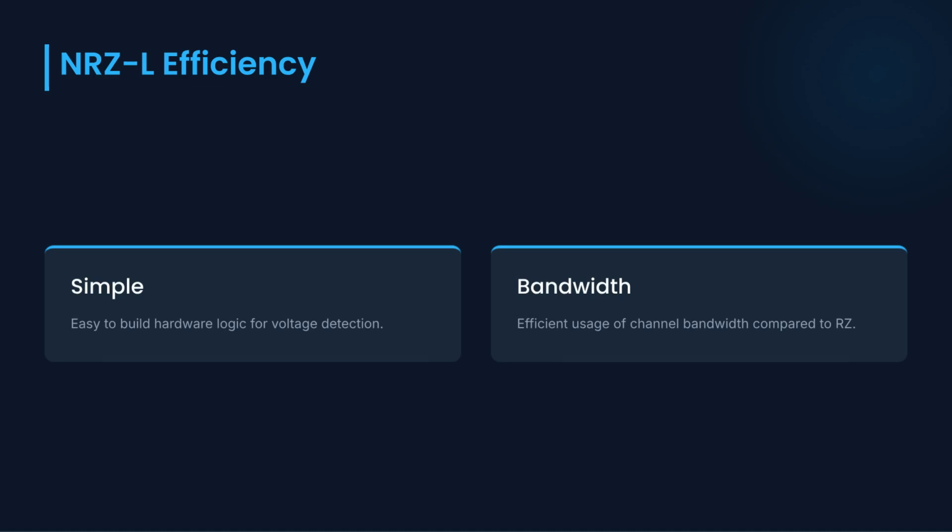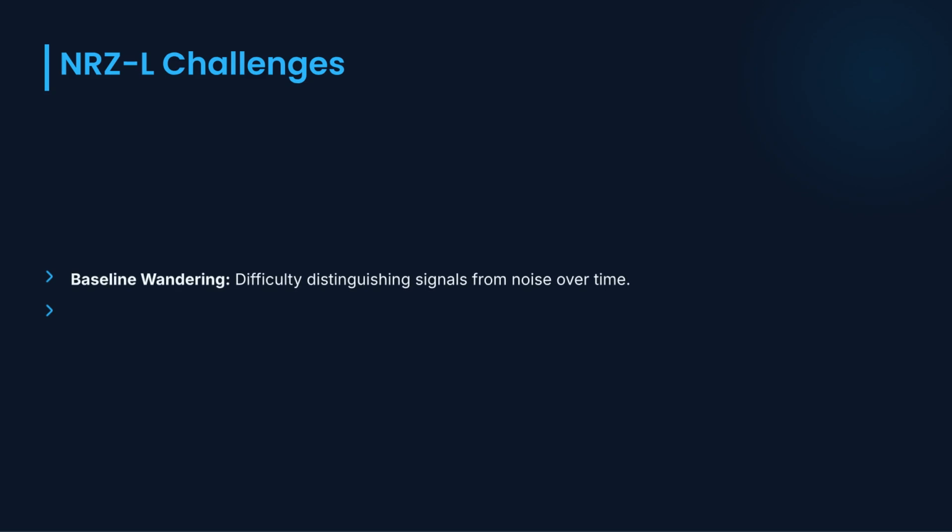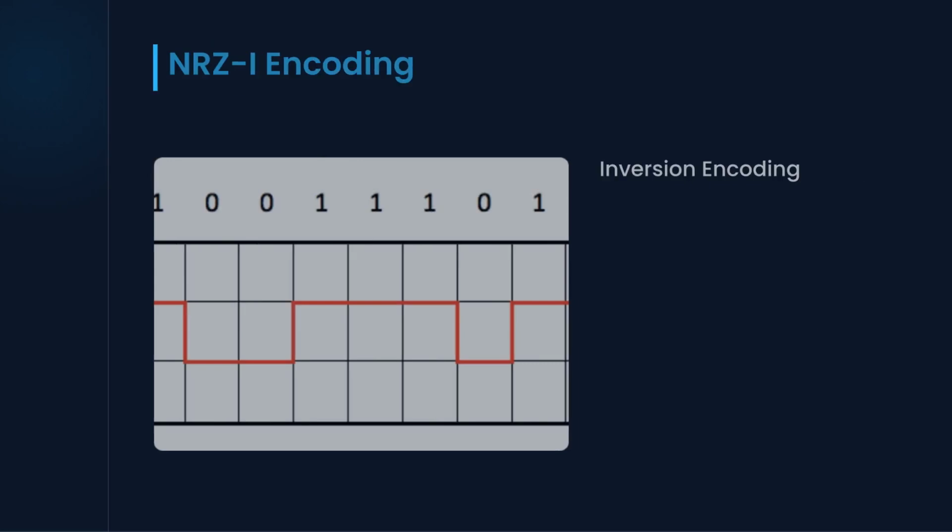NRZ-L offers simple hardware detection logic and efficient bandwidth usage compared to RZ techniques, making it a common choice for its balance of simplicity and performance. NRZ-L faces challenges like baseline wandering, where it's hard to distinguish signals from noise over time. It also suffers from sync loss when long sequences of identical bits cause clock drift.